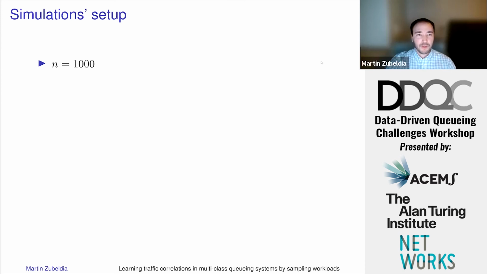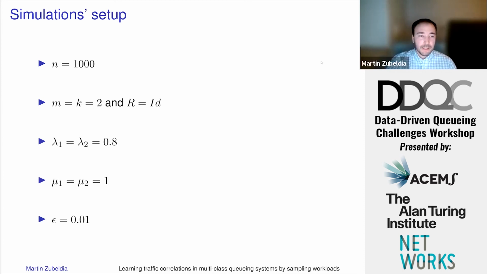So for a setup, just for disclosure, we just took n equal to 1,000, so 1,000 superimposed sources. And we looked at just a two-dimensional problem. So we have 2 queues and 2 types of traffic. And the routing, we just took it to be the identity. And then the load is 0.8, so the arrival rate is 0.8, the rates are 1. And we use this parameter to estimate the variance and the covariance.